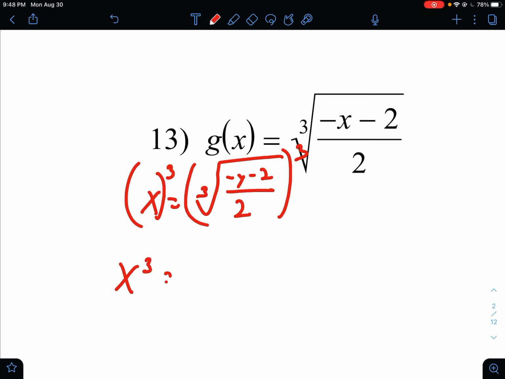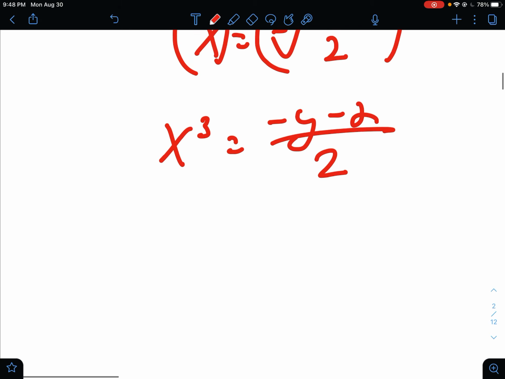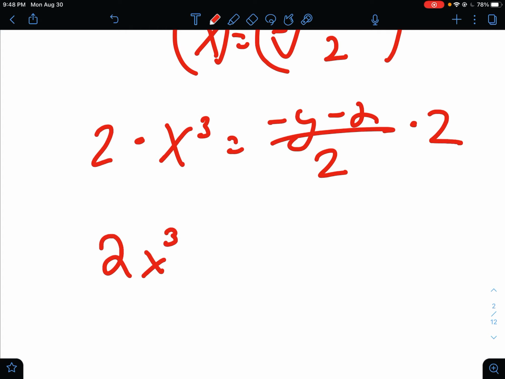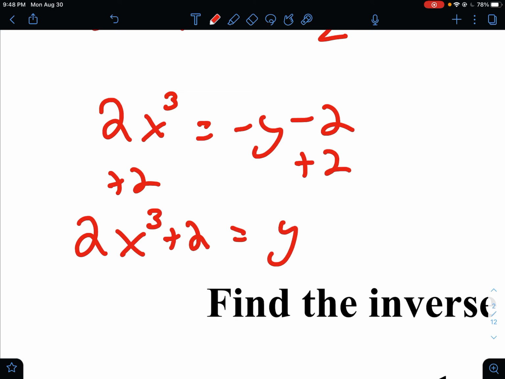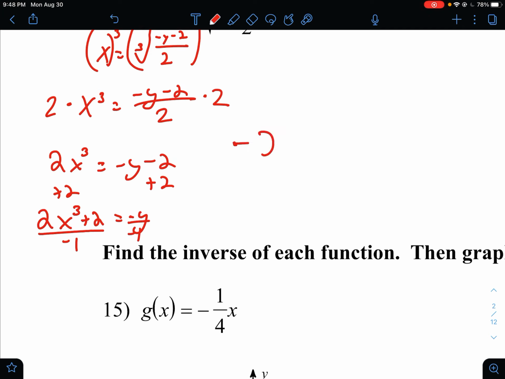And I get x cubed equals negative y minus 2 all over 2. Then I can go ahead and multiply both sides by 2. And I get 2x cubed equals negative y minus 2. Then I'm going to add 2 to both sides. And I get 2x cubed plus 2 equals negative y, divided by negative 1. So you should end up with negative 2x cubed minus 2. I just divided each term by negative 1. So hopefully that has helped.